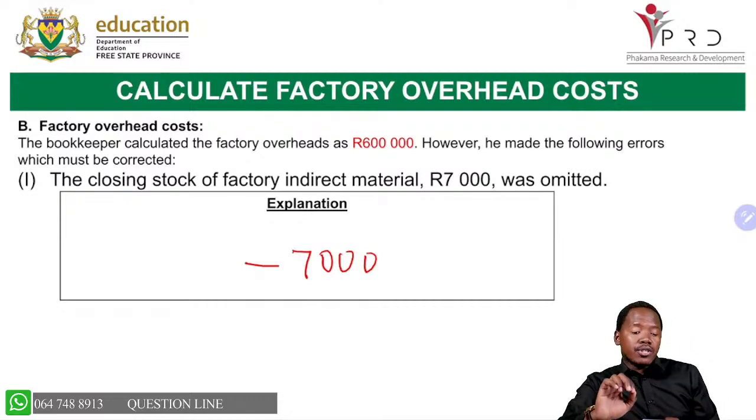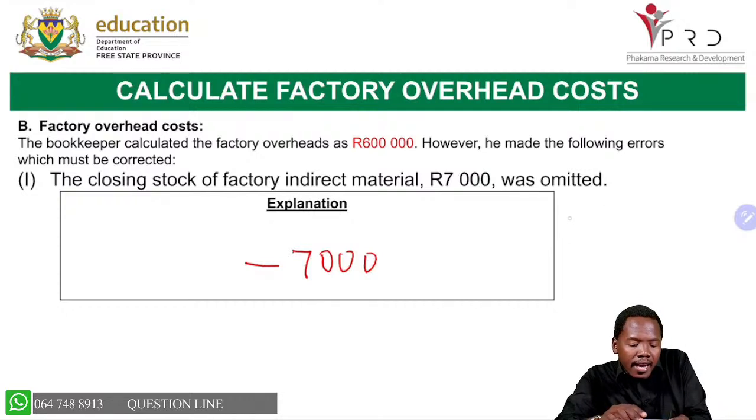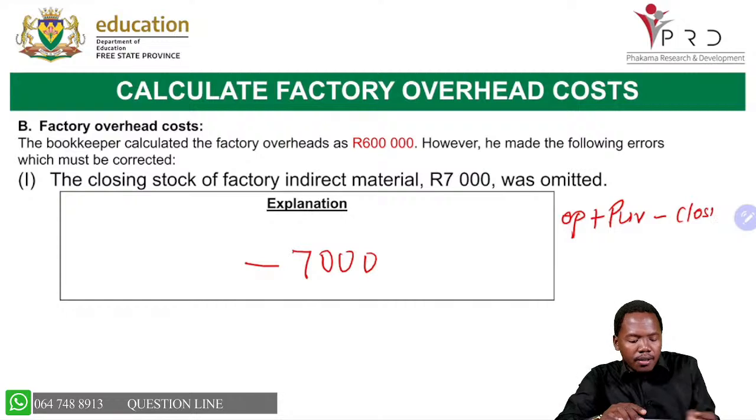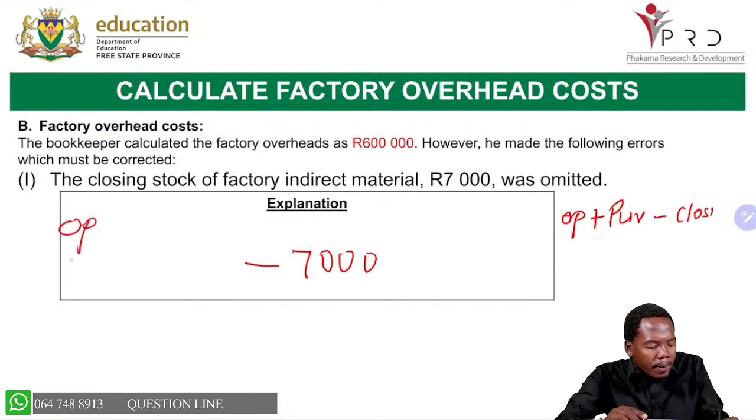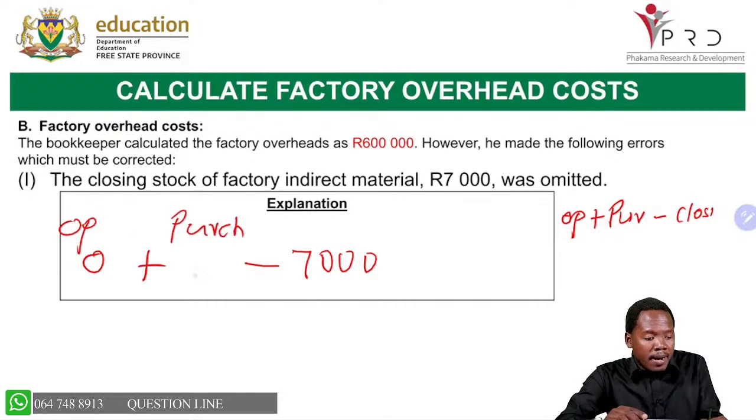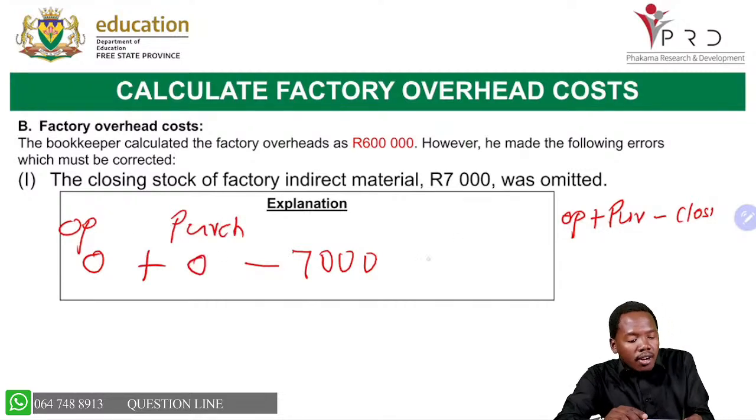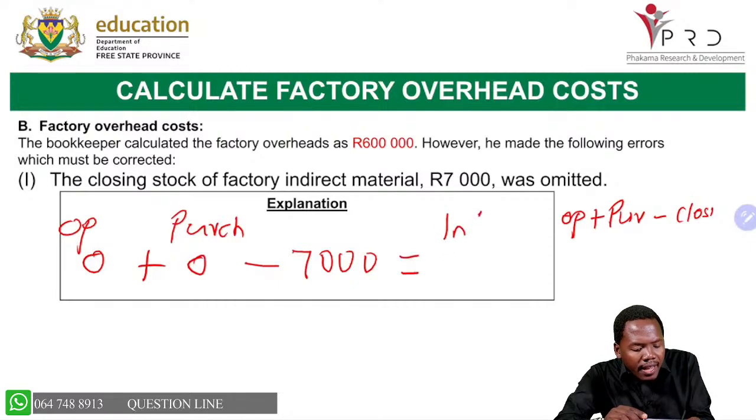Now, what were you taught? How do we get our indirect material? Remember, for the indirect material, I must say opening plus purchases minus closing stock. Now, this is my opening. My opening is 0 plus my purchases. How much is my purchases? It is also 0. It gives me an answer for indirect material.